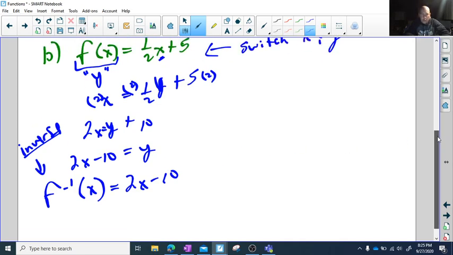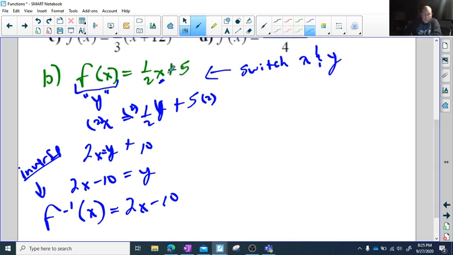If you notice the original function, notice what we were doing. What did I mess up here? Something's wrong. 2x, y plus 10. No, it's all good.